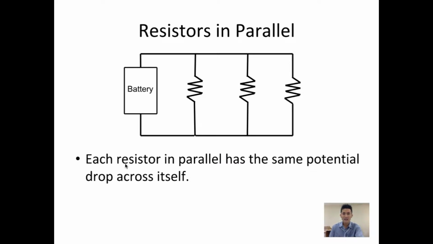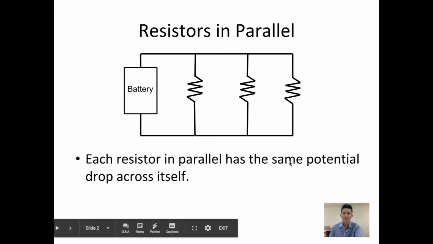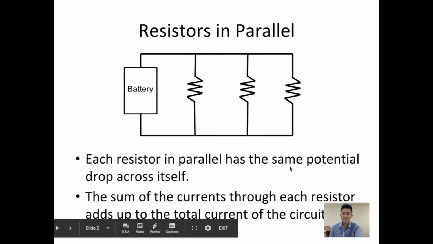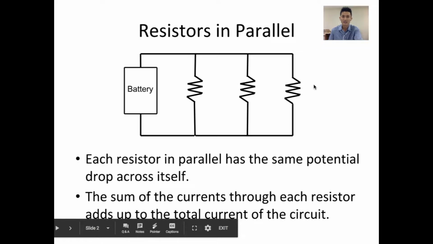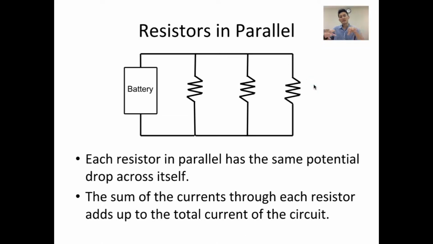And so notice, each resistor is in parallel, and it has the same potential drop, or same voltage, across each of them. The current's going to be different, but the voltage is going to be the same. And so the sum of the currents will add up to the total current. That's in contrast to a series circuit, where the current is the same, but the voltage is different across each resistor.